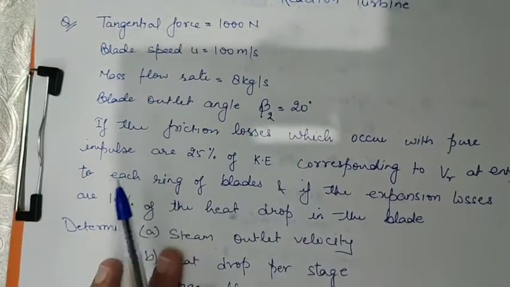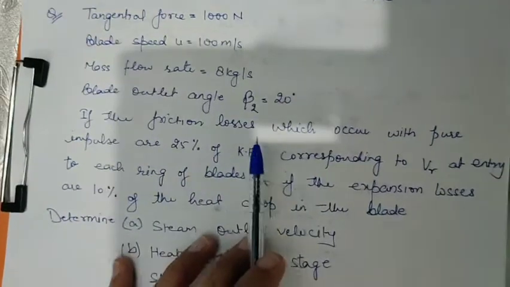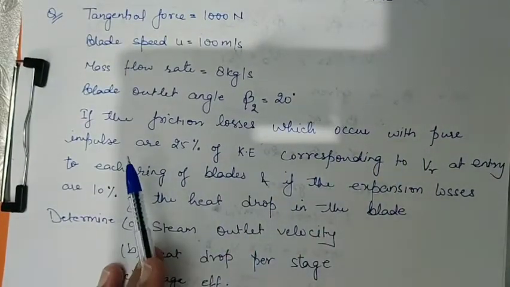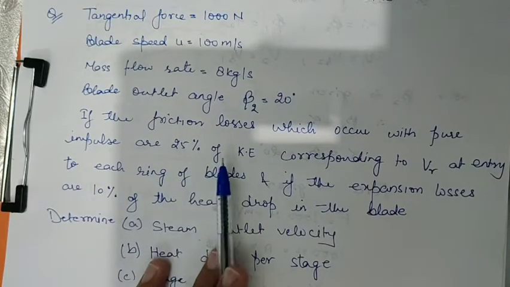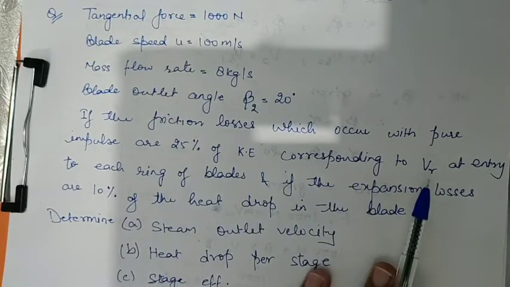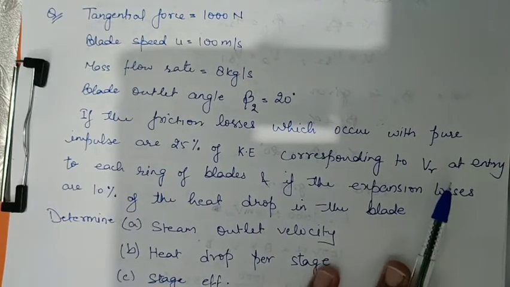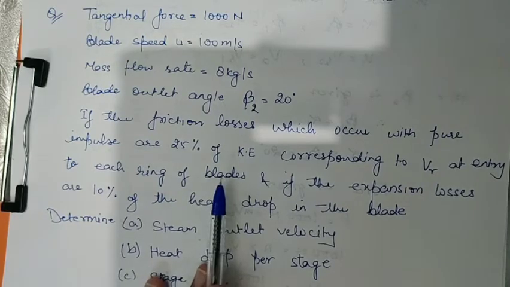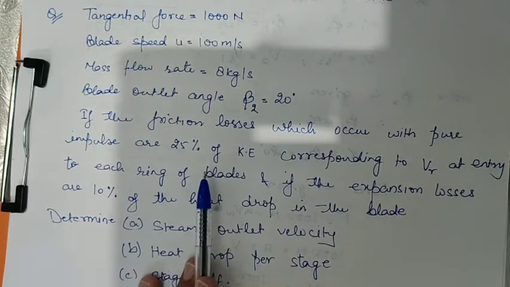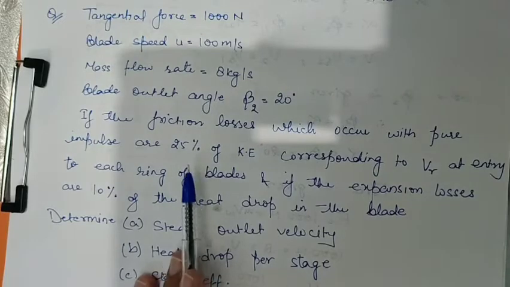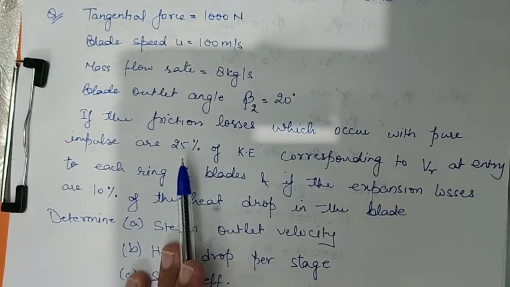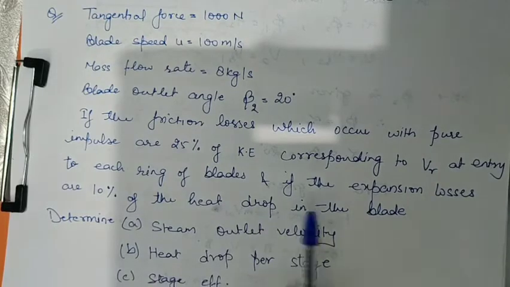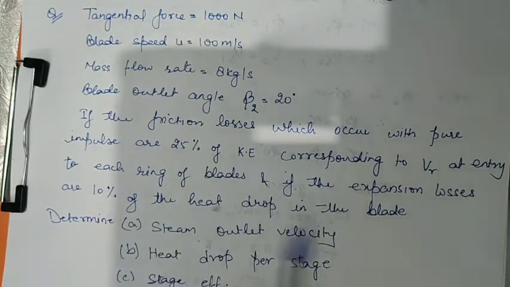Now it is given that the friction loss which occurs with pure impulse is 25% of the kinetic energy corresponding to VR at entry to each ring of blade. It means what? VR2 over VR1 is 0.25, and the expansion losses are 10% of the heat drop in the blade.